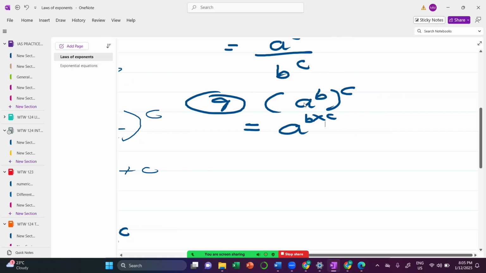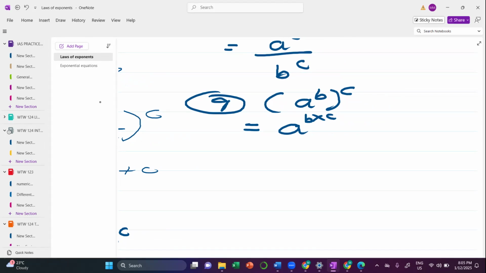I have a certain base raised to a certain exponent, right? A to the exponent of b. But all of this is raised to the exponent of what? C. So therefore, I'm going to keep the base, but now I'm going to multiply the what? The exponents. Do you guys see this? Yes, sir. It's a law. We accept it as it is.